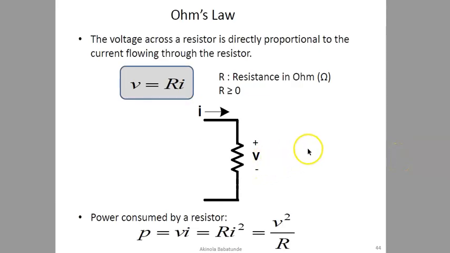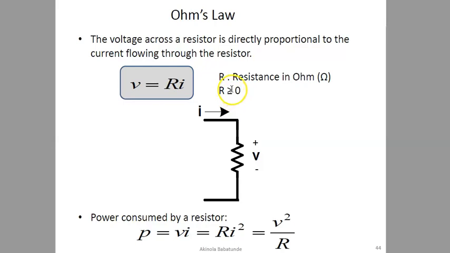Let's briefly talk about Ohm's law. What is Ohm's law? Ohm's law states that the voltage across a resistor is directly proportional to the current flowing through the resistor. We can say V, our voltage, is equal to Ri. V is voltage, R is the resistance, and I is the current. The resistance is usually measured in ohms, voltage is measured in volts, and I is measured in amperes.